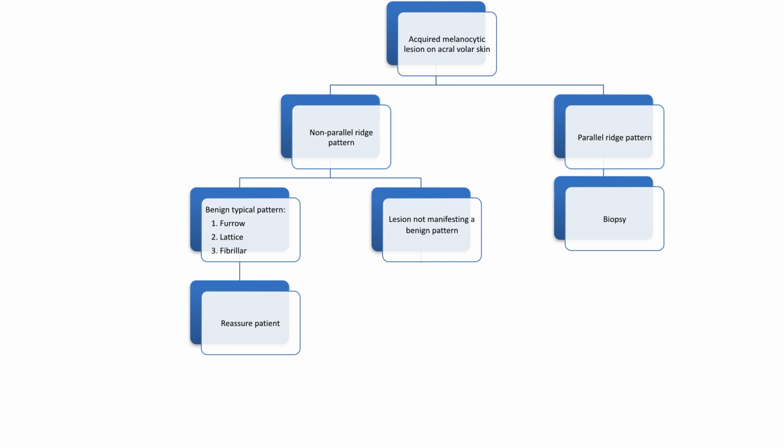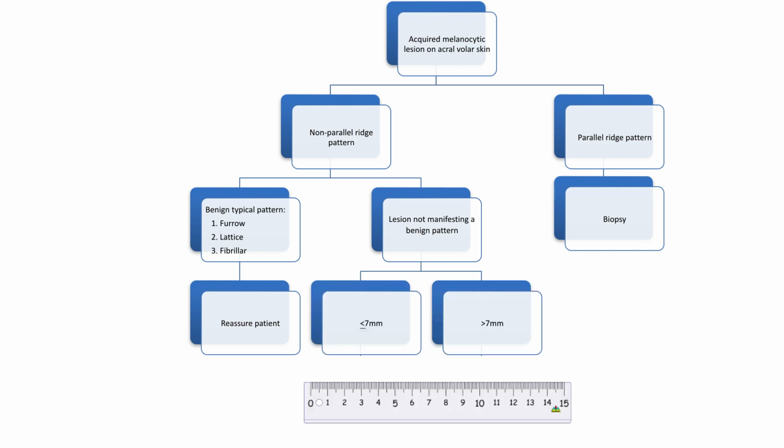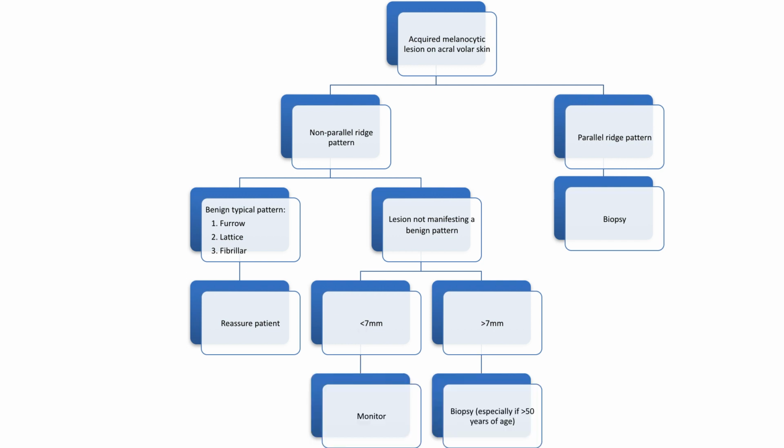If the lesion doesn't manifest a benign pattern, you measure it. If it's less than or equal to 7 millimeters, monitor. If it's greater than 7 millimeters, biopsy, especially if they're older individuals.